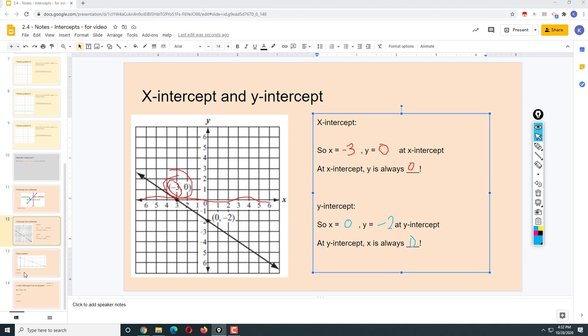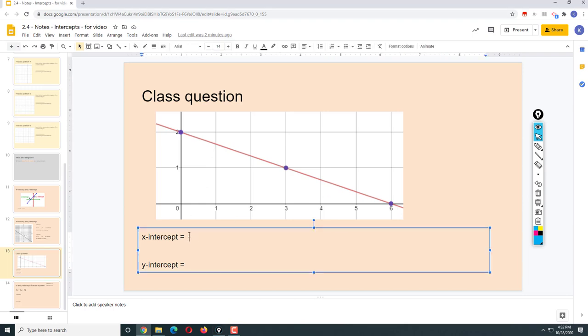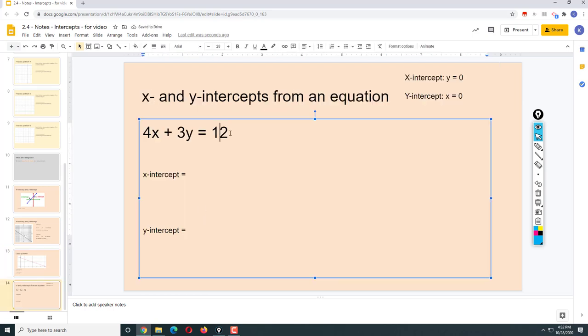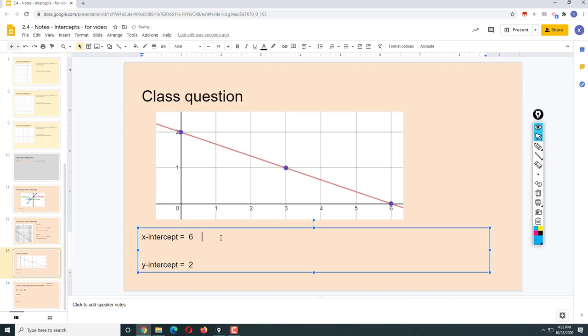Now, for the MCAS, you're expected to know for this one, the x-intercept, well, it's crossing the x-axis at 6, so the x-intercept is 6. The line is crossing the y-axis at 2, so the y-intercept is 2. For the MCAS, given an equation, you need to be able to figure out the x-intercept and the y-intercept. Notice that at the x-intercept, y is always 0. And at the y-intercept, x is always 0.